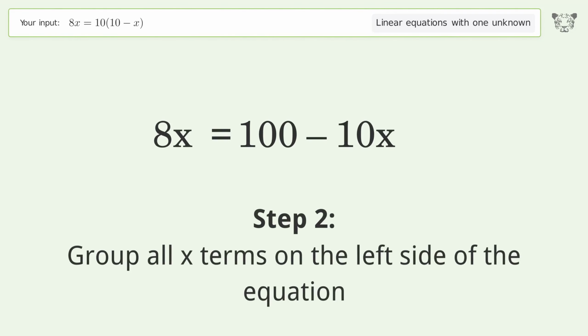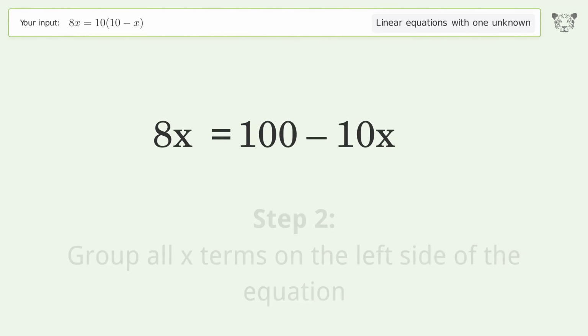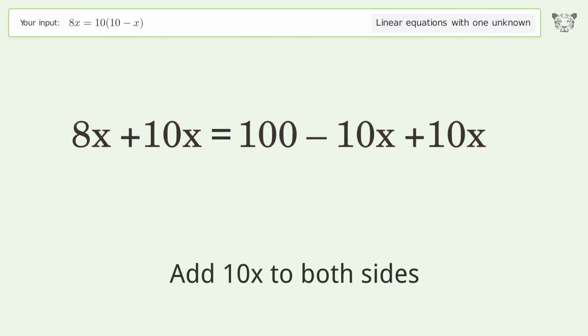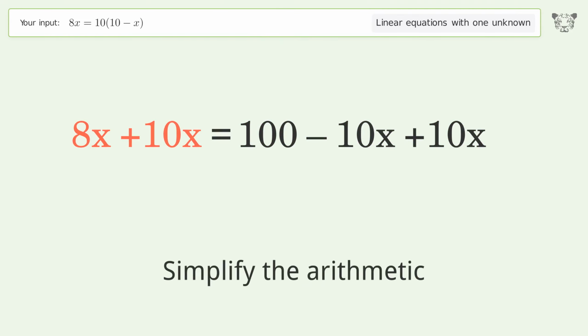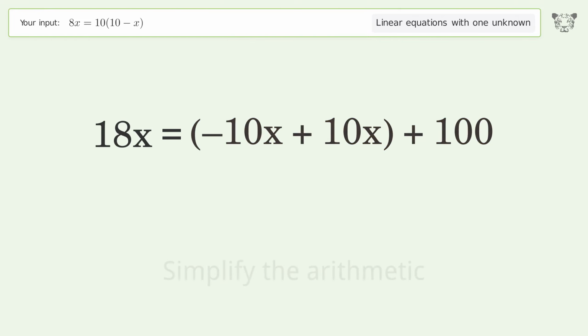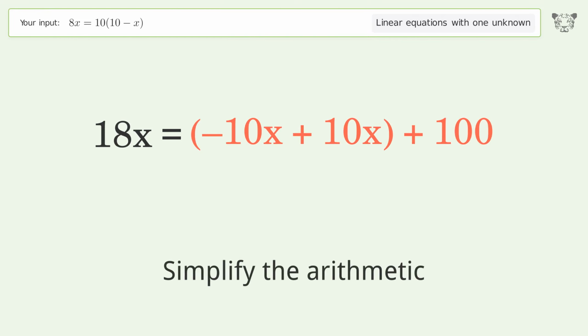Group all x terms on the left side of the equation. Add 10x to both sides. Simplify the arithmetic. Group like terms. Simplify the arithmetic.